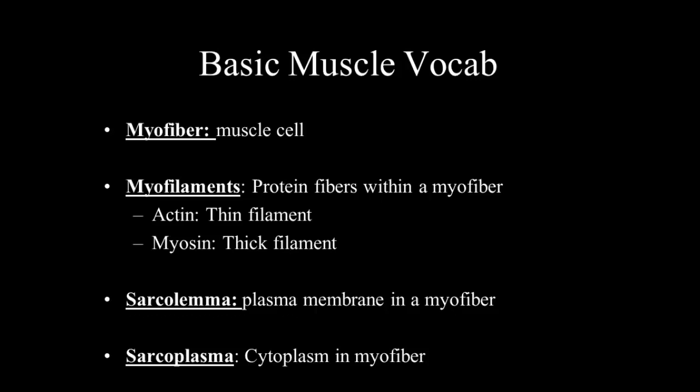Second is myofilaments. These are two different types of protein fibers that are found inside of a myofiber or a muscle cell, and there are two kinds. There's actin, which is also called the thin filament, and there's myosin, which is also called the thick filament. In a little while you'll see a diagram of these. These two proteins are what is directly responsible for muscle contraction.